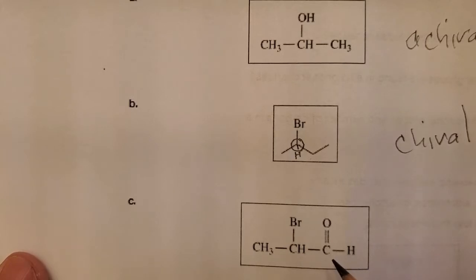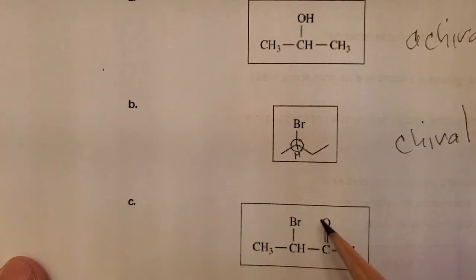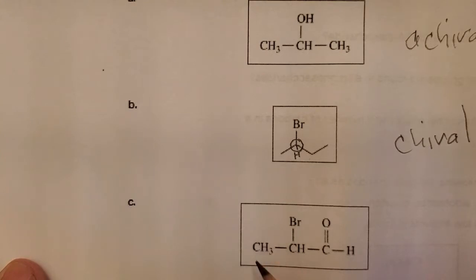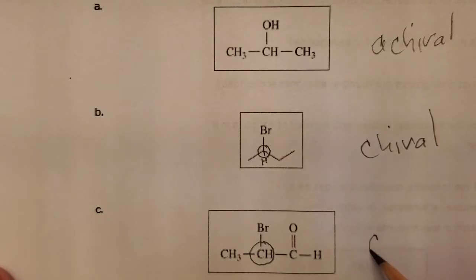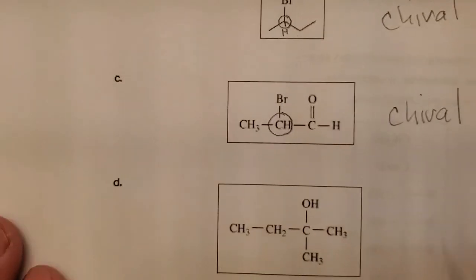Okay, what about this guy? So this is achiral. It's got three groups that are the same. This essentially has two groups that are the same, double bonded to oxygen. So this is achiral. And this molecule, let's see if there are four different groups. That's different. That's different. This is different, and this hydrogen is different. So this is a chiral carbon. So this molecule is chiral, and that's the chiral carbon.